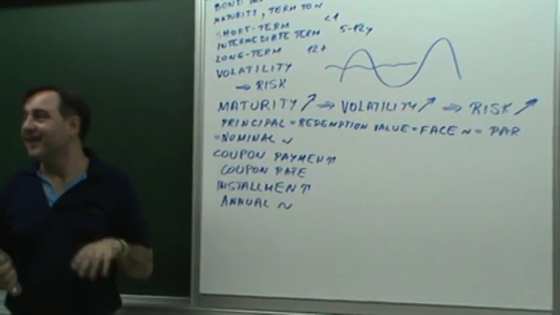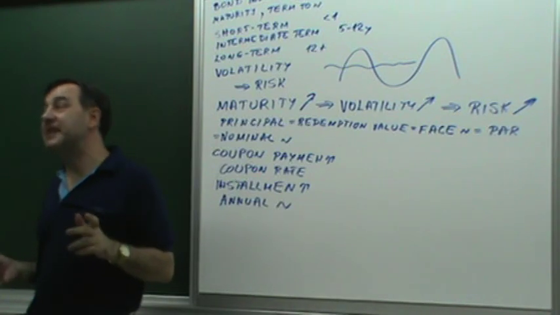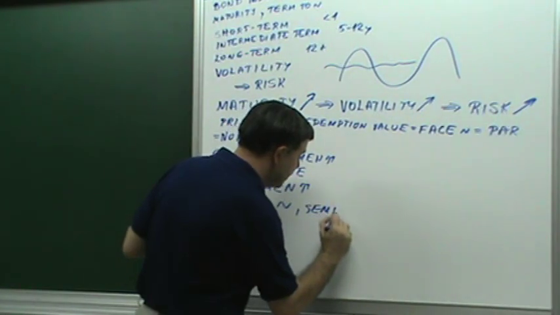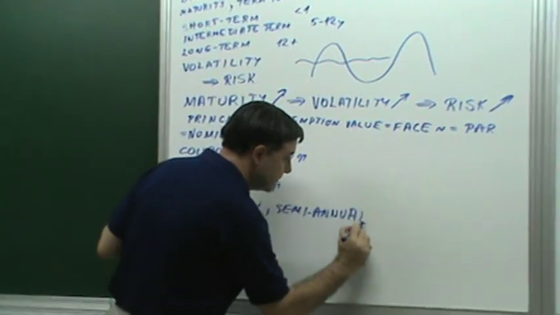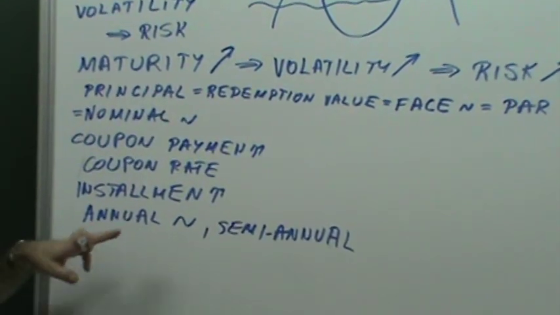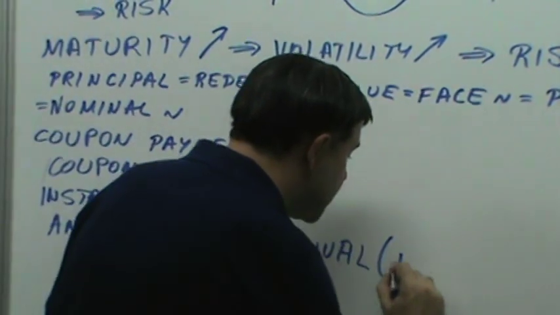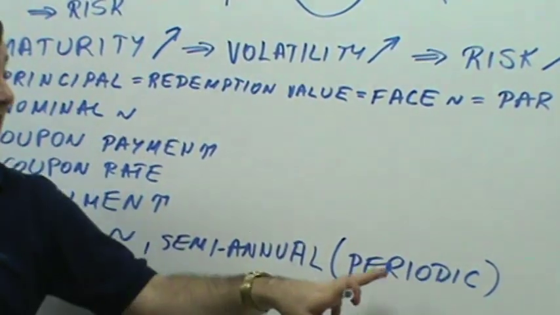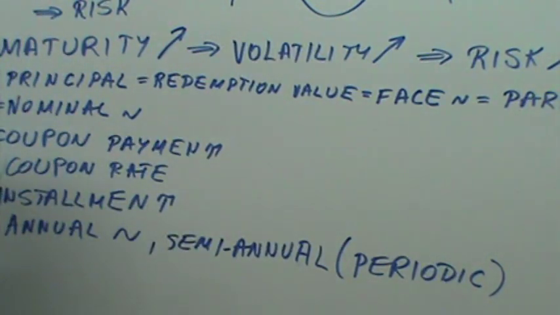All right? So you have annual coupon, you have semi-annual, sometimes pronounced as semi-annual. And annual and semi-annual is what I explained from last time, is the same periodic. Periodic means at equal intervals of time. Okay, that's periodic. Periodic means equal period.